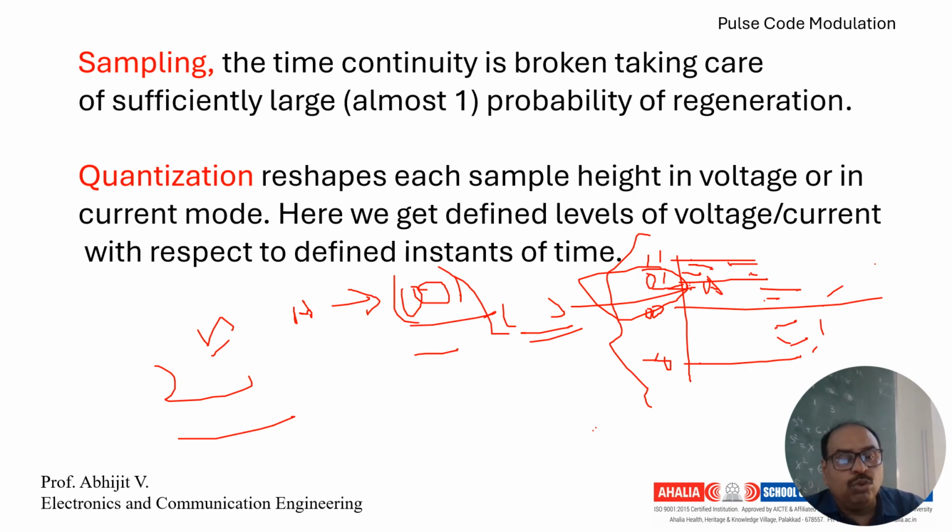So with n equal to 2, that is L equal to 4, we have 4 values. If n is equal to 3, that is L is equal to 8, we have 8 breakups and 3 bits per symbol. This is how we are quantizing a signal.